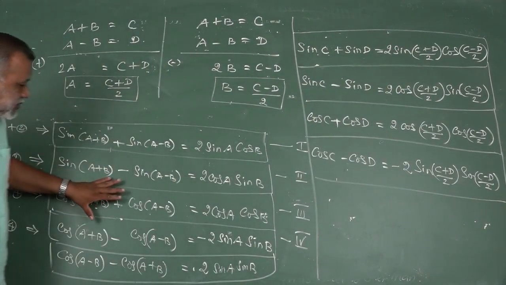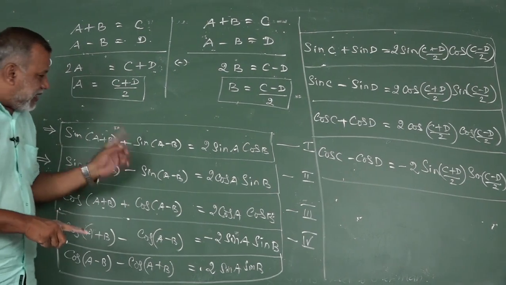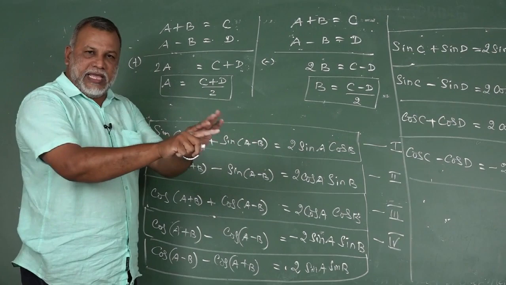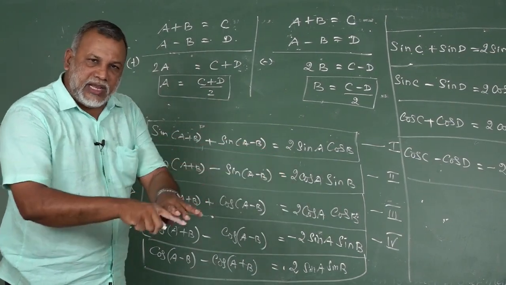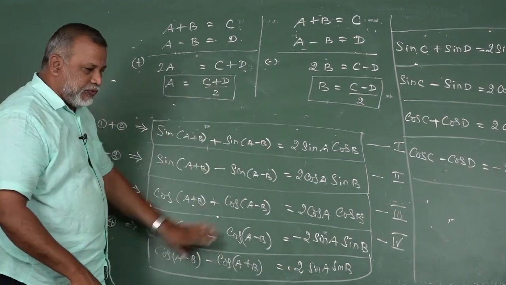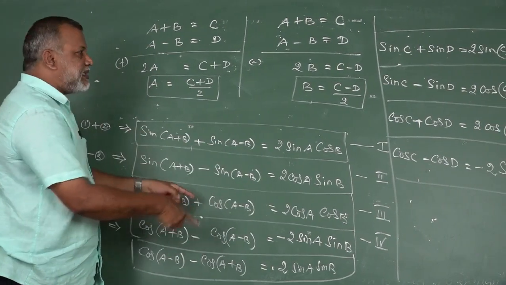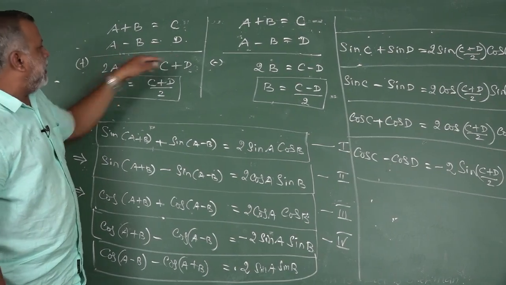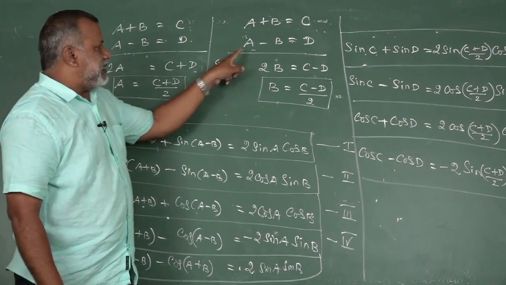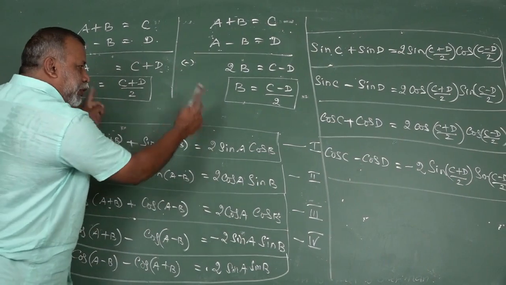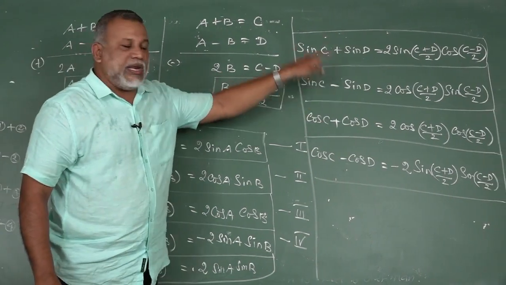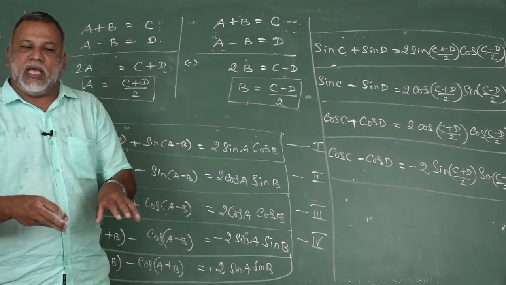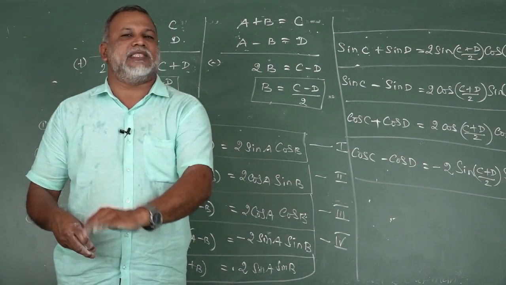So initially we select the sum or difference formula. From that, adding 1 and 2, subtracting 1 and 2, adding 3 and 4, subtracting 3 and 4, we get 4 new results. In these 4 results, take the conditions A plus B equal to C, A minus B equal to D. Adding, we get A, then subtracting, we get B, then substitute these. Now we again get 4 new results. We are going to use all these fundamentals in your exercise problems.